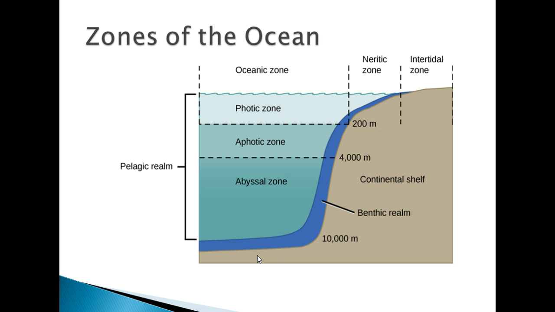And it has a bunch of animals in it too that we're not going to really concern ourselves with. But those are the zones of the open ocean or oceanic zone. Now the last of the 4 zones is the benthic zone or the benthic realm. This zone includes the entire seafloor and about 200,000 species of plants and animals.